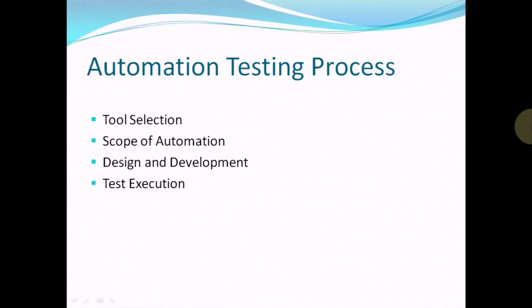As part of the course, we are going to see what the automation testing process is. Before doing automation testing, we need to finalize the tool. What is the scope of automation? What test cases are in scope and out of scope? And what is the plan? What is the designing process? And how are we going to plan the development process? This phase we need to finalize, and finally how we are going to do the test execution. This is the automation testing process.